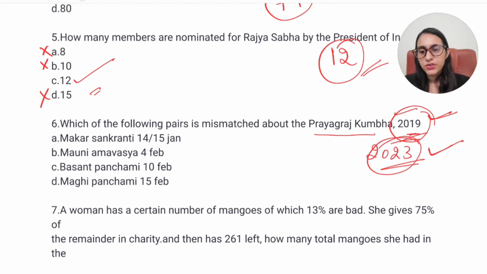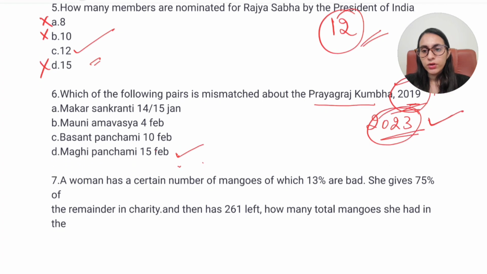Which of the following is mismatched? The mismatched pair is Maghi Panchami. This is mismatched. So Maghi Panchami is mismatched. It is written on the 15th of February. It did not have on 15th of February.